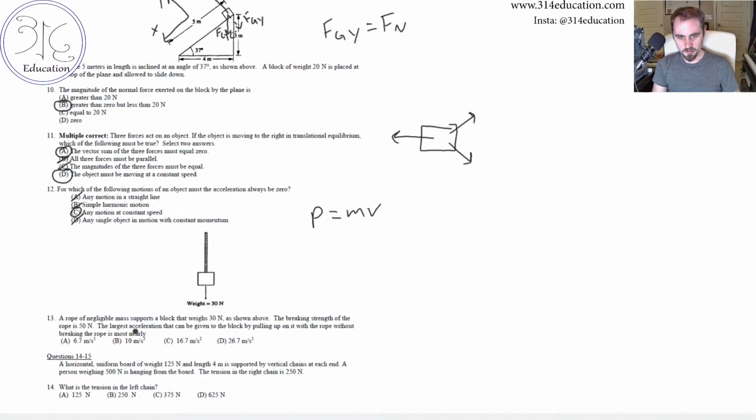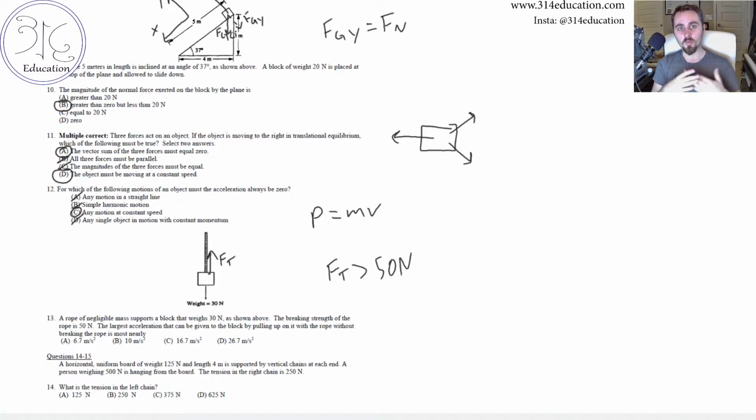So we've got a rope of negligible mass supporting a block that weighs 30 newtons as shown above. The breaking strength of the rope is 50 newtons. So the largest acceleration that we can give to this block by pulling it up without breaking the rope would be what? If we pull this upwards, that means we have some upwards force of tension acting on this. And we know that if this tension becomes greater than 50 newtons, this breaks.